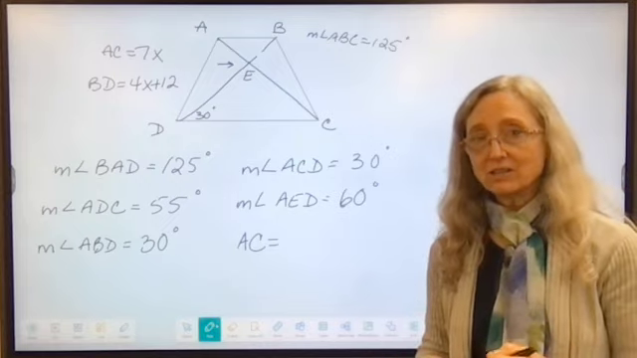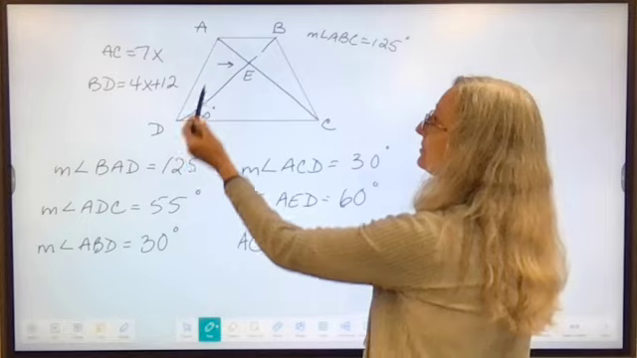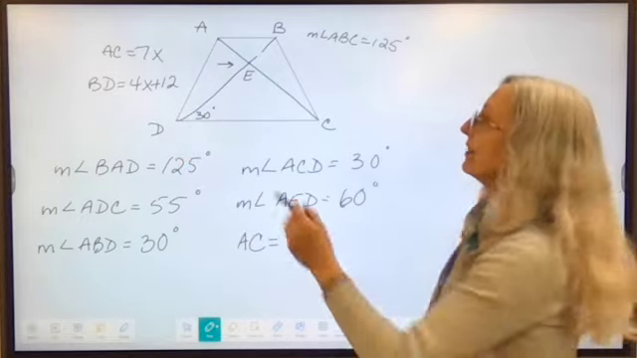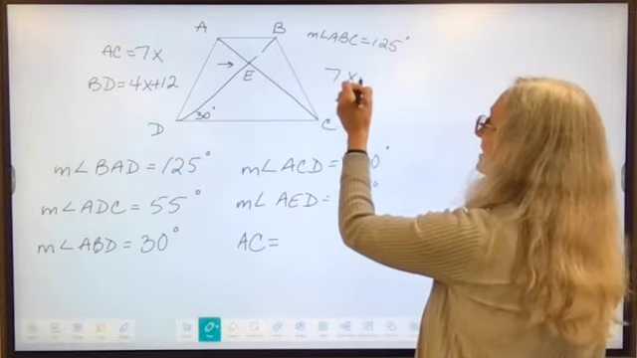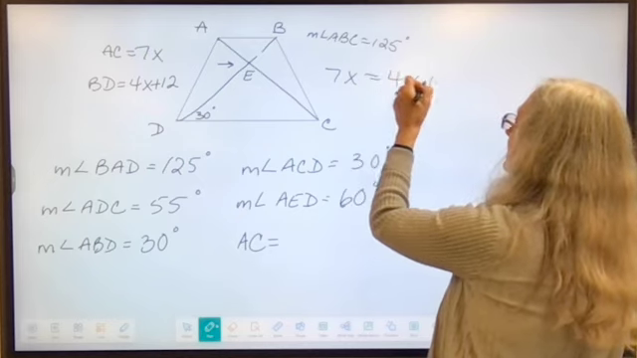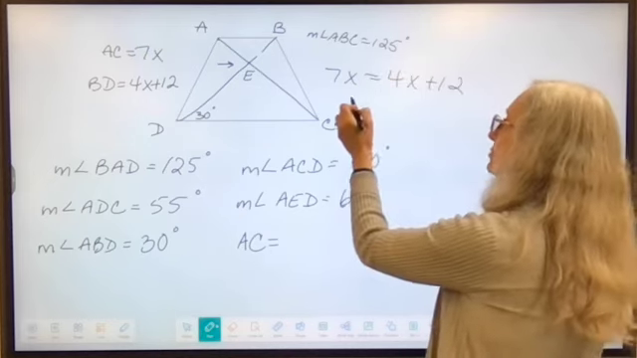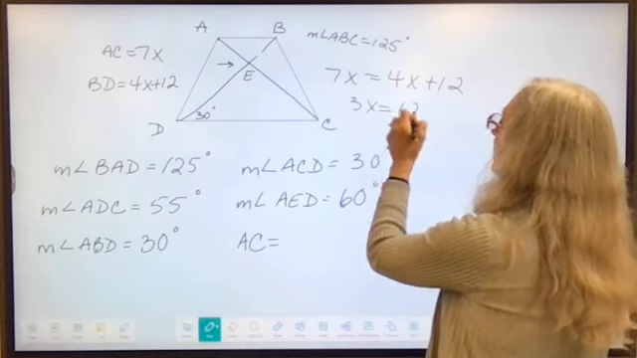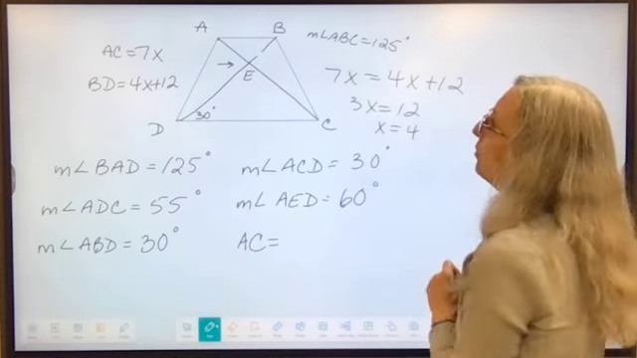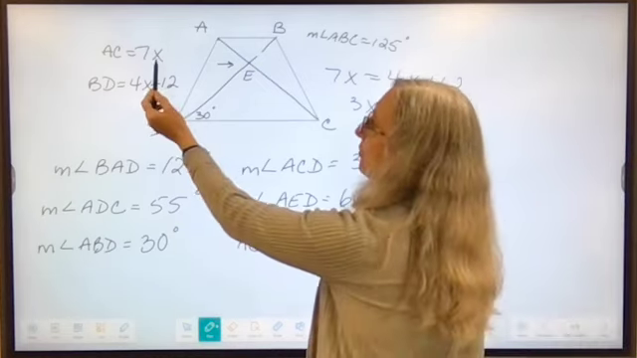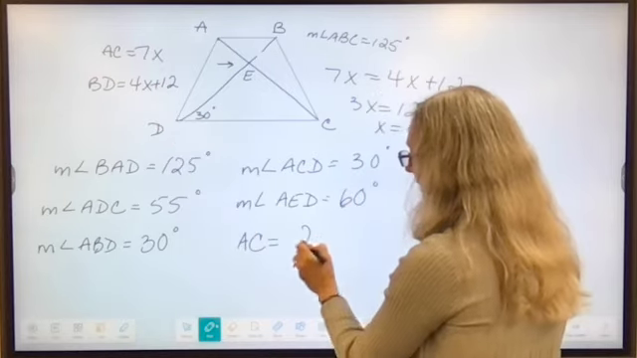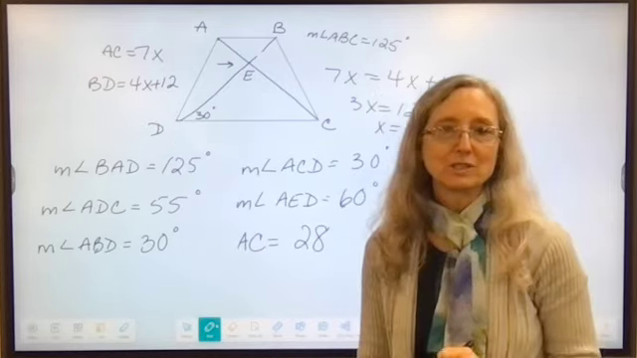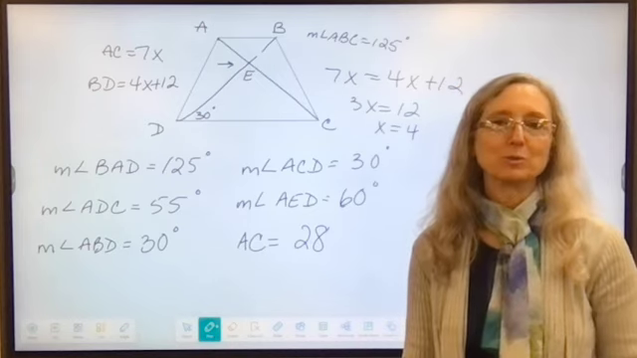And then the last one is to find the length of AC. Because this is an isosceles trapezoid, my diagonals are congruent. That means 7x is equal to 4x plus 12, which means 3x equals 12, which means x equals 4. So when I plug in 4 here, 7 times 4, it is 28 units long. That's how you would find that.